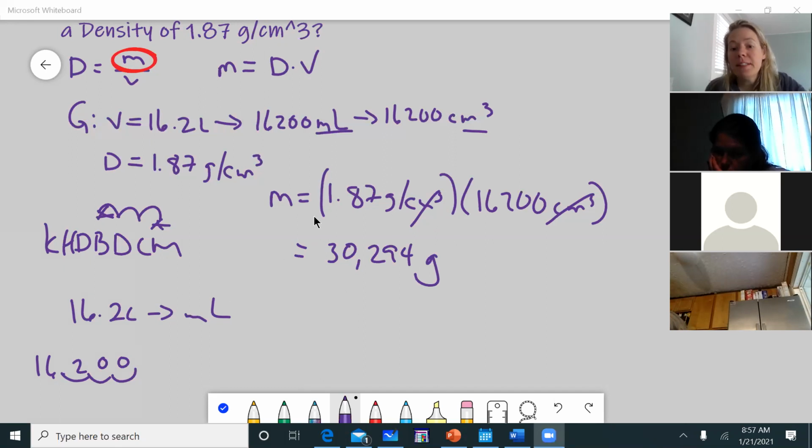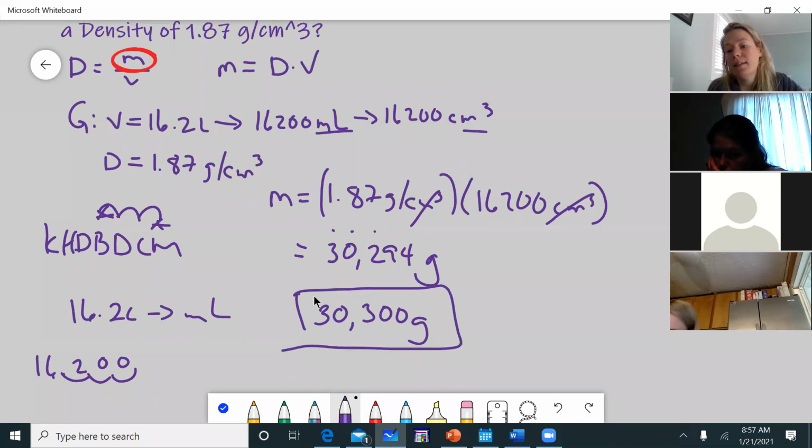So we end up with this number. We want to clean it up a little bit. We want to go with significant figures. So 3 significant figures. The 3 I'm going to keep, the 0 I'm going to keep, and the 2 I'm going to keep. The 9 is going to tell the 2 to round up. So it'll be 30,300 grams. You could write it in scientific notation as well, which would be 3.03 times 10 to the 4th grams. Those are saying the same thing.